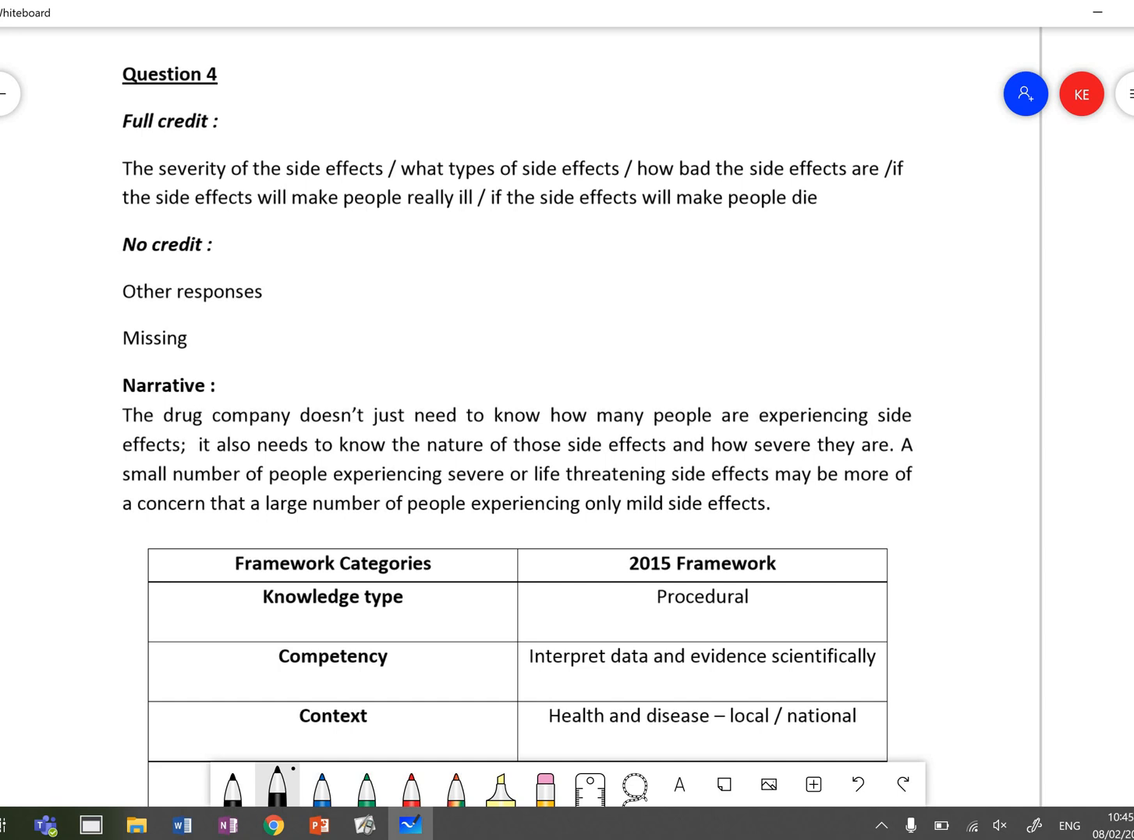So question 4, what additional information about the side effects does the drug company need to know before it decides whether the drug is safe? Now, obviously what they would need to know is the severity of the side effects, what type of side effects people are having. Obviously side effects can vary from quite mild side effects, maybe a slight headache or an upset stomach, to very severe side effects. So they need to know how bad they are, if they're going to make people really ill, or potentially if the side effects will cause people to die.